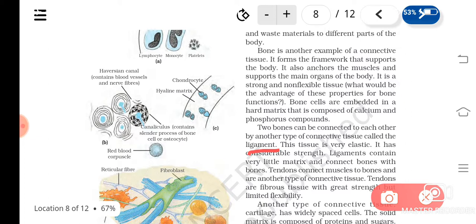And another kind of connective tissue is tendons. Tendons connect muscles to bone, and they are fibrous tissues with great strength but limited flexibility. When we compare the flexibility, the ligaments are more flexible. Tendons connect muscles to bones, and they have less flexibility. Clear? So about this too you understood.